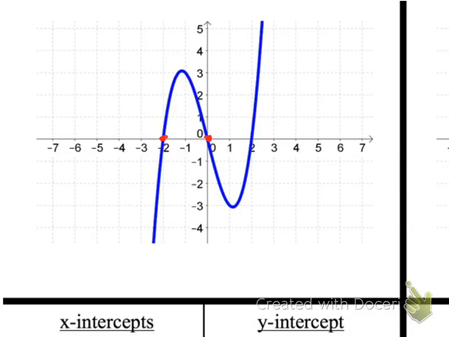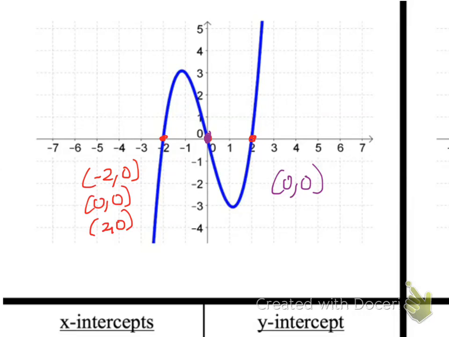And so there, and there, looking at this one. And so we have the points (-2, 0), (0, 0), and (2, 0). And that's the way we would find it that way. If I wanted the y-intercepts here, it would be only at this one spot at (0, 0). And so that would give me my y-intercepts.